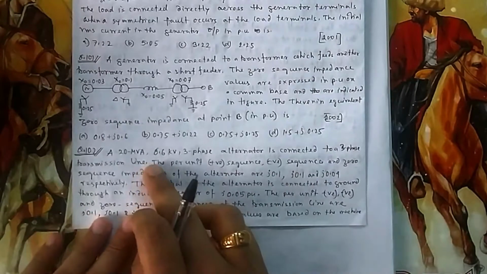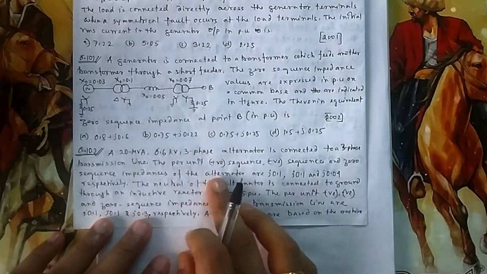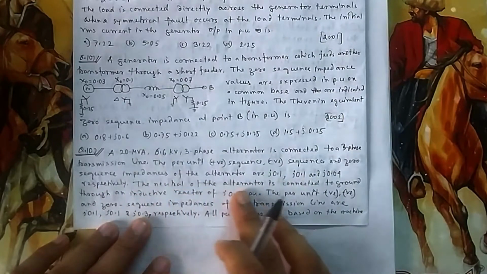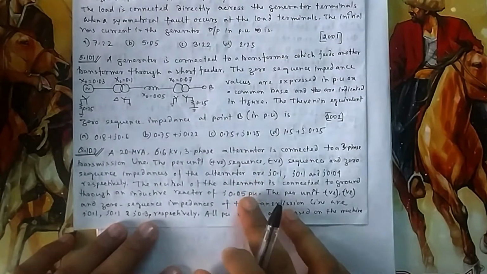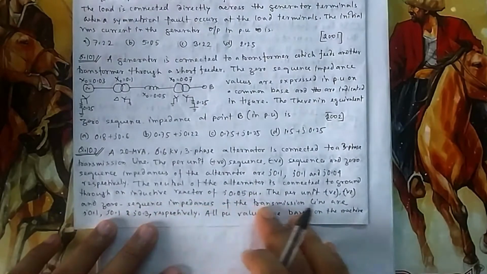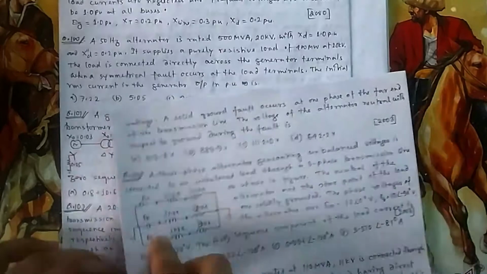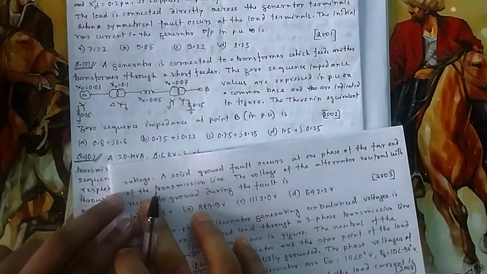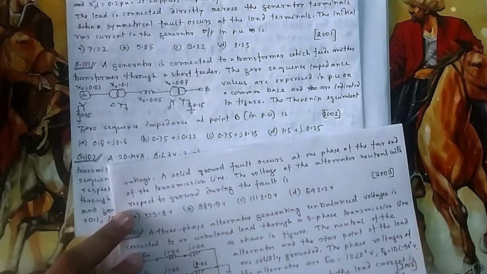Now if you come to question number 102, a 20 MVA, 6.6 kV, 3-phase alternator is connected to a 3-phase transmission line. The per unit positive sequence, negative sequence, and zero sequence impedances of the alternator are given. The neutral of the alternator is connected to ground through an inductive reactor. So this is a Zn, so 3Zn will come for zero sequence. The per unit positive sequence and negative sequence impedance of the transmission line is also given. All the per unit values are based on the machine ratings. Machine rating is this one. A solid ground fault occurs on one phase at the far end of the transmission line. Then find the voltage of the alternator neutral with respect to the ground during the fault.